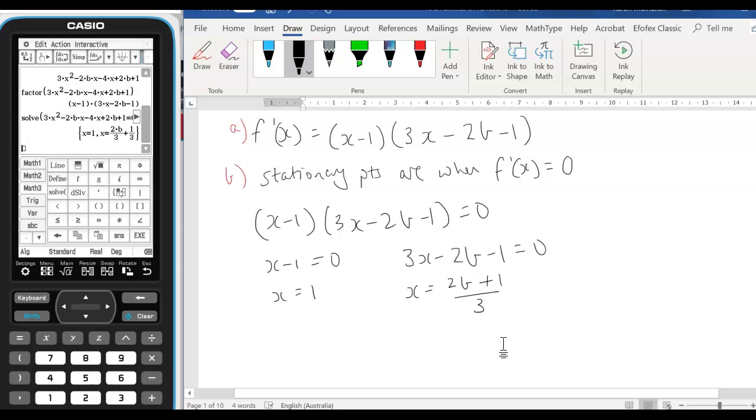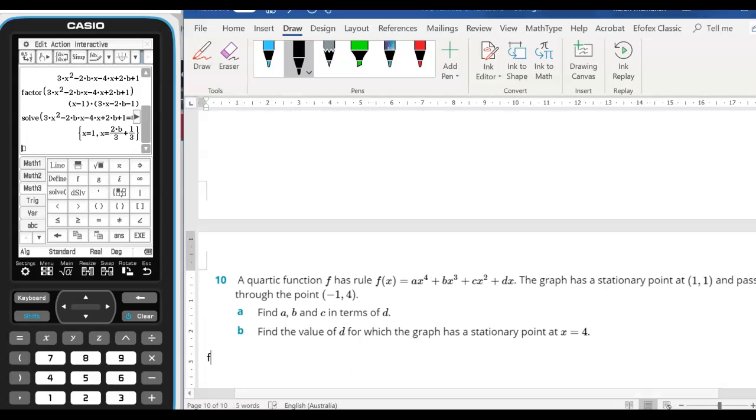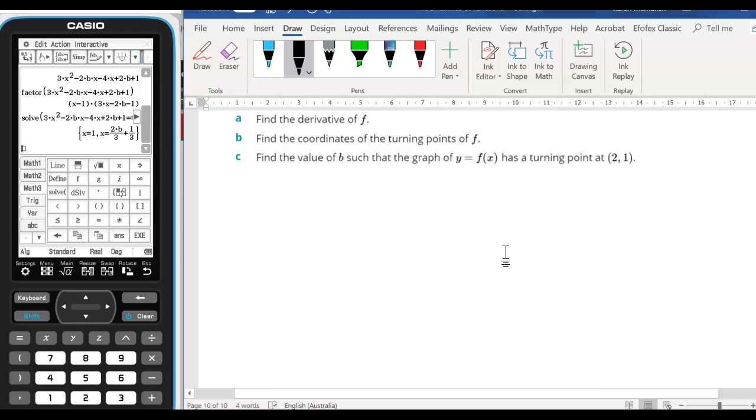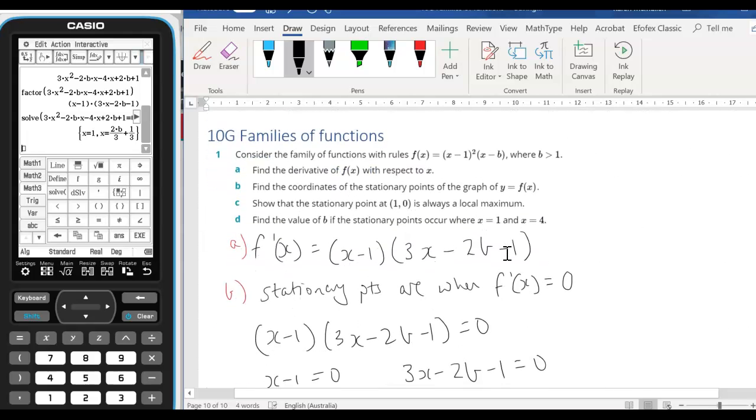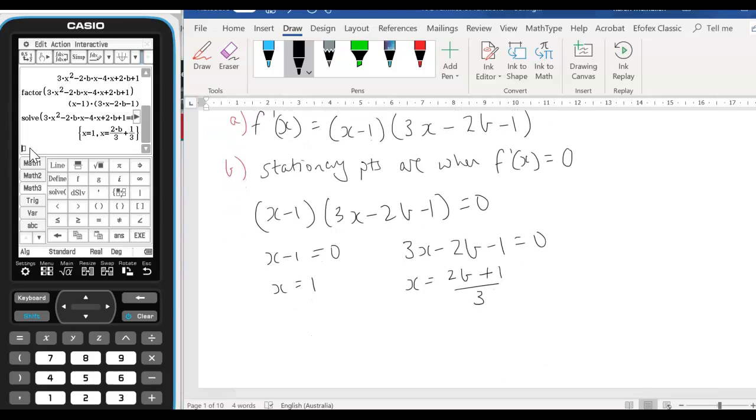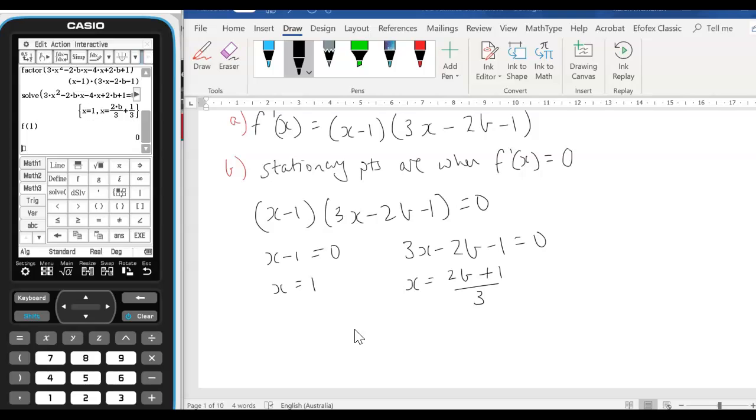So again, on the calculator, I don't know why it went all the way down there, sorry. I should have typed f on the calculator. So on the calculator, we want to work out f(1). So that's 0. So when x equals 1, f(1) is 0. So the first coordinate is (1, 0).